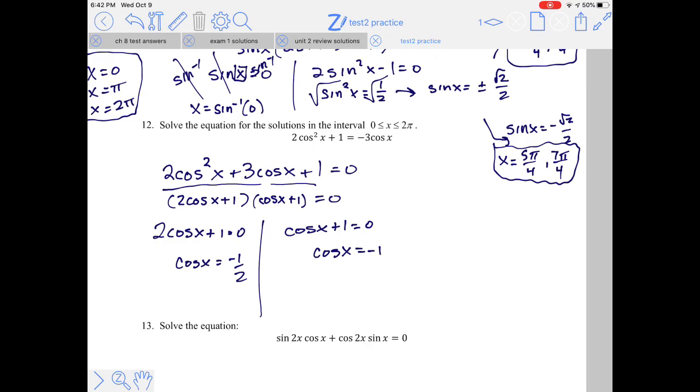So then we get rid of cosine by using inverse cosine. So inverse cosine of negative 1/2. Where on the unit circle do we have x values of negative 1/2? 2π/3. And there should be one more spot with a negative 1/2 x value. 4π/3.